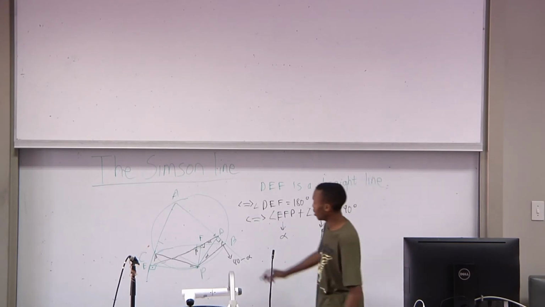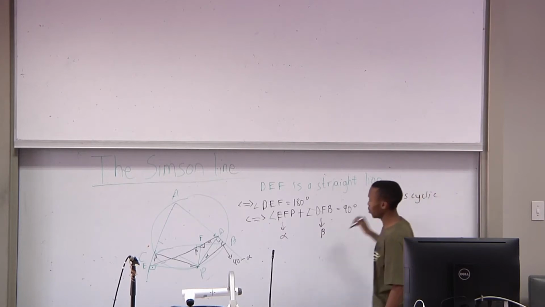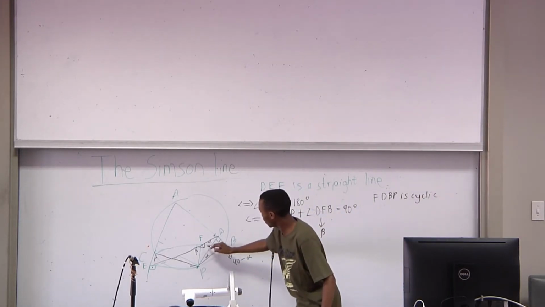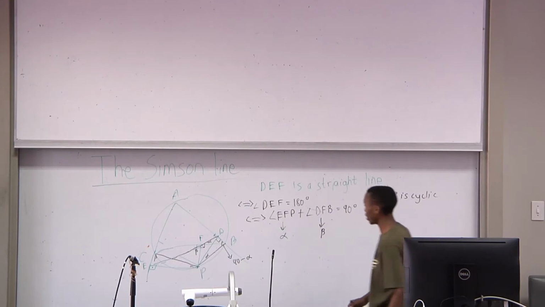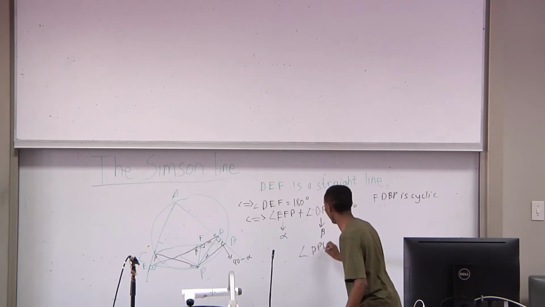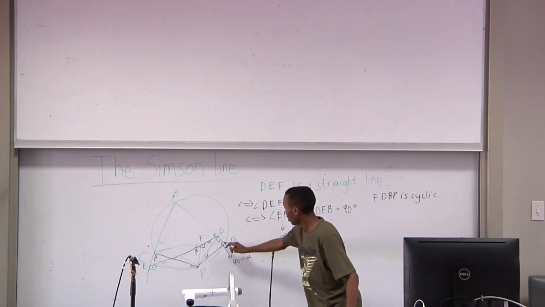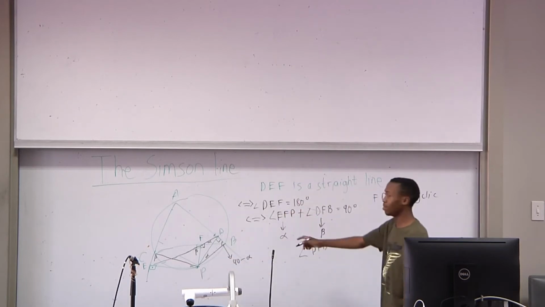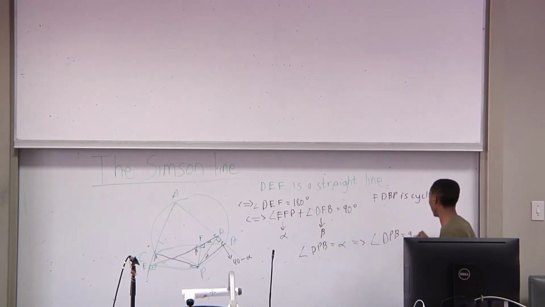So we know that the quadrilateral FDBP is cyclic. And we see that because that's 90 degrees and that's 90 degrees, so these two subtend 90 degrees, so they lie on a circle, right? So we know that angle DPB is also alpha, right? And so using triangle DPB, we get that DPB is 90 degrees minus alpha.